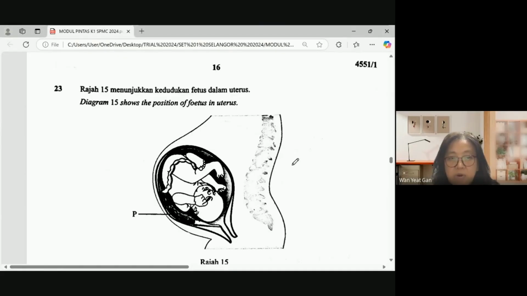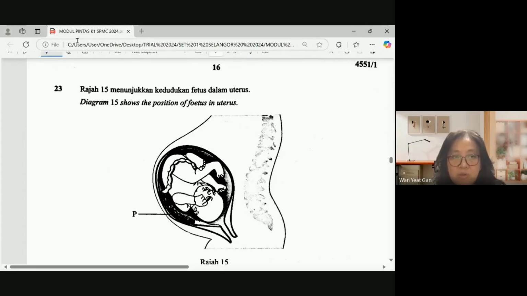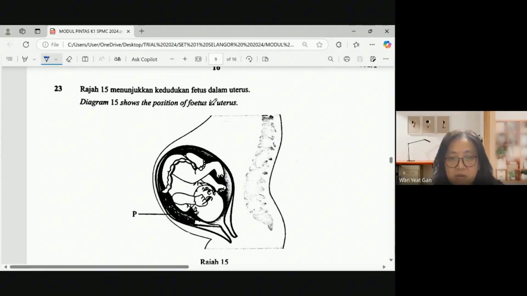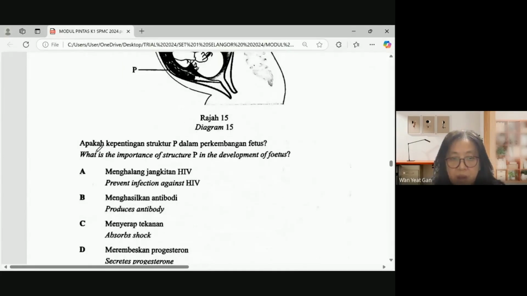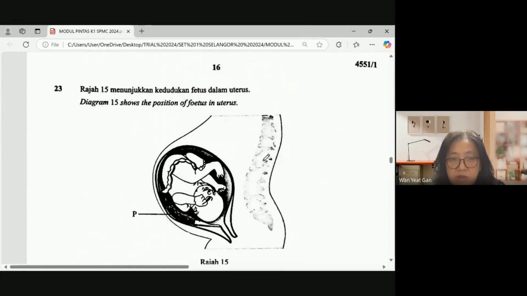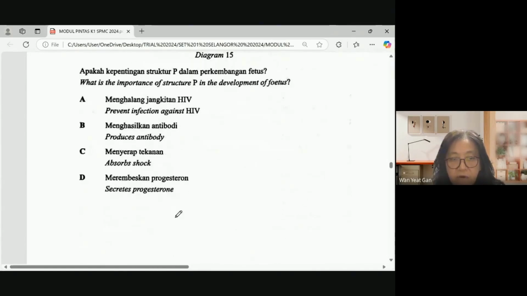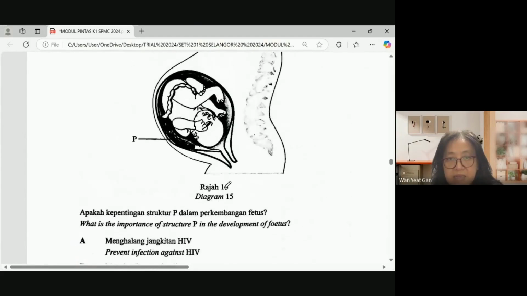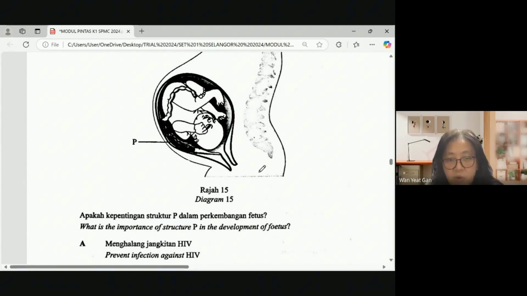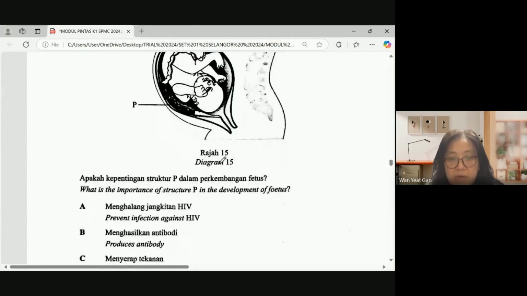Okay, we'll continue with question 23. Diagram 15 shows the position of fetus in uterus. What is the importance of structure P in the development of fetus? So structure P is the placenta. Placenta is involved in secreting progesterone, which helps to maintain the thickness of the endometrium wall throughout the pregnancy.